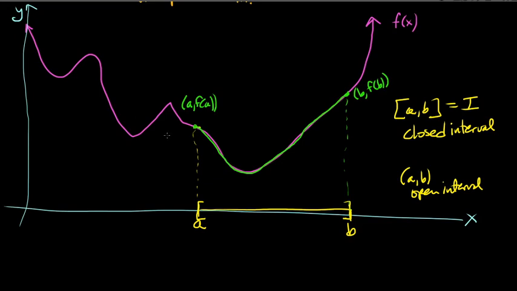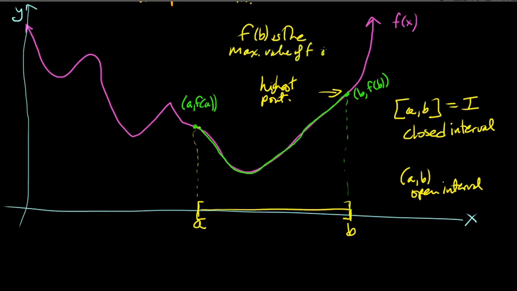So we're only considering the green part of the function here. On this green part, do we have a maximum? Sure, right here. That's the highest point. This is the highest point for the function. So I would say f of B is the maximum value of the function f, but only talking about the interval I here. Not for the entire function, but only on I.